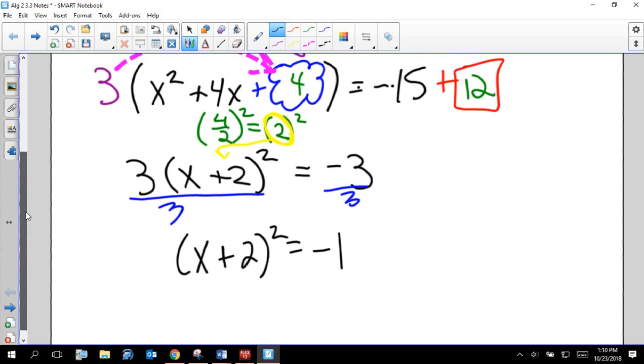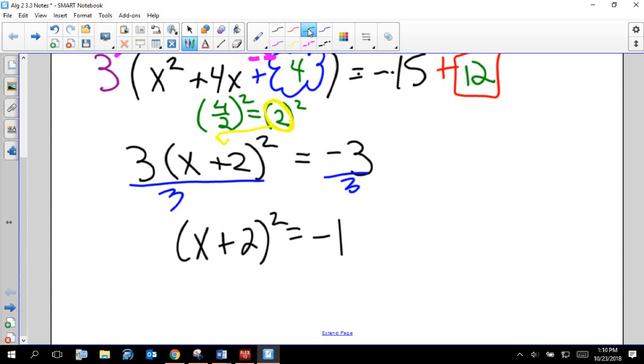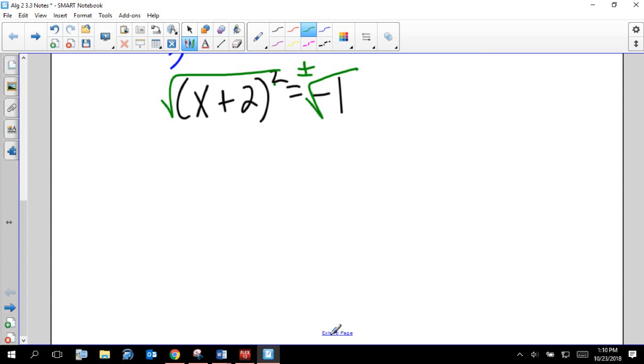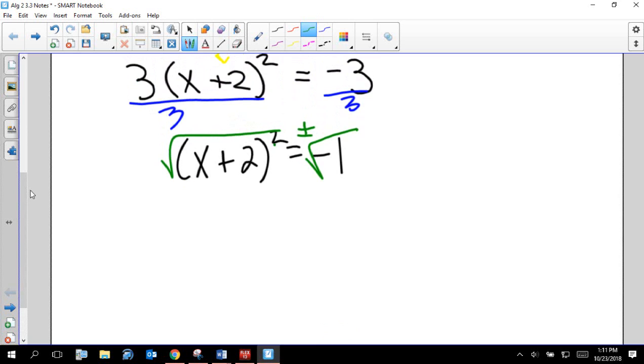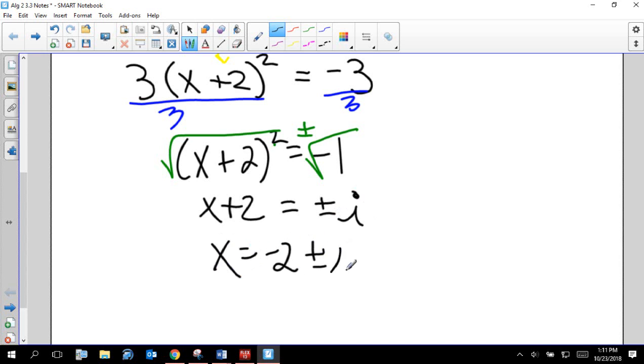Now what? Okay, but if I square root, what else do I need to do? Plus or minus. If I'm putting the square root symbol in, I'm also going to have to plus or minus. So we have x plus 2 here. Other side plus or minus. Do we know the square root of negative 1? Imaginary. So we minus our 2. We have x equals negative 2 plus or minus i. And this would be our 2 answers.